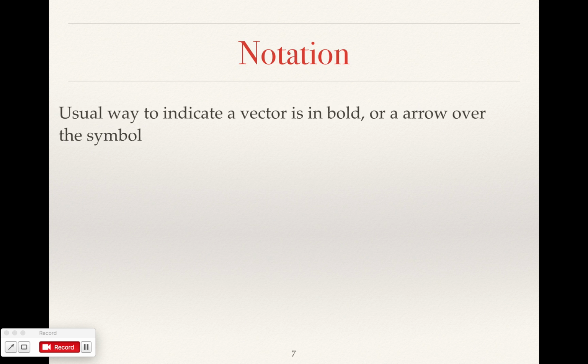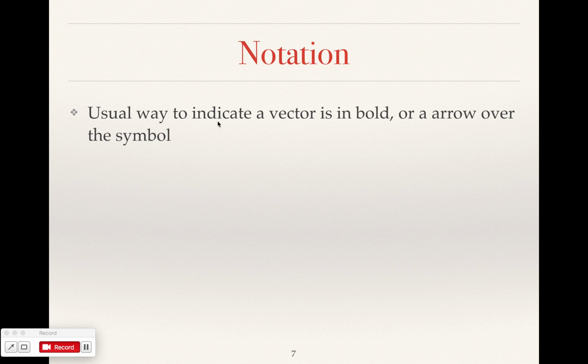Again, just a review of the notation. The usual way we indicate a vector is either in boldface or with an arrow over the symbol. For velocity, we use a V, so it's either a V in bold or a V with an arrow. Your textbook likes the arrows. Some other textbooks like to do the bold. Personally, I like the arrows since it's easier if you're handwriting or writing things on the board. The arrows are easier to do.